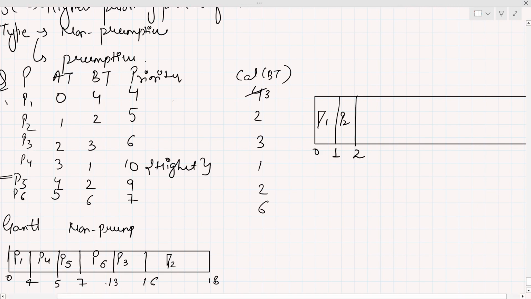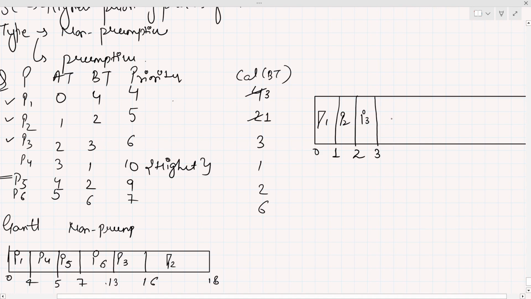Now we have 3 processes available, P1, P2 and P3. Now we have to select the process among these 3. P2 executed 1, so the burst time left is 1. Now among these 3 processes, whoever has the highest priority, we have to select that process. So 4, 5, 6. 6 is greater than 4 and 5, so we have to select P3. So after P2, P3 will get the CPU and it only executes once.